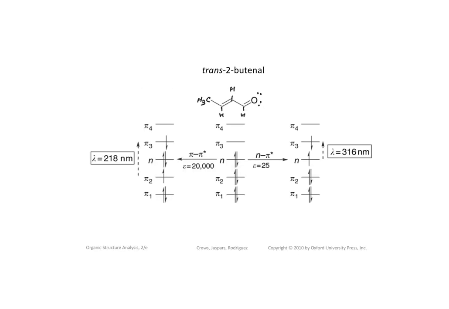This diagram shows the ground state electronic configuration of trans-2-butenal, which involves 6 electron pairs, specifically the alkene pi bond, the carbonyl pi bond, and one of the non-bonded electron pairs on the carbonyl oxygen.